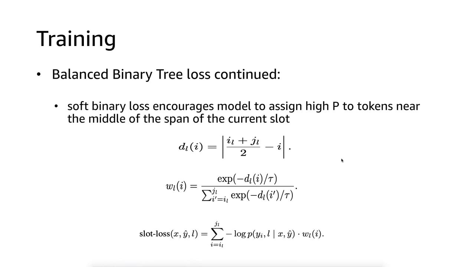Okay, great. Right. So basically, you sum up the negative log likelihood with respect to all the words in the span corresponding to one slot, and you weigh it with respect to the importance of every word, because in this specific balanced binary tree loss, you want to give a higher weight to words in the middle than to the ones in the peripheries. So that's where WLI comes in.